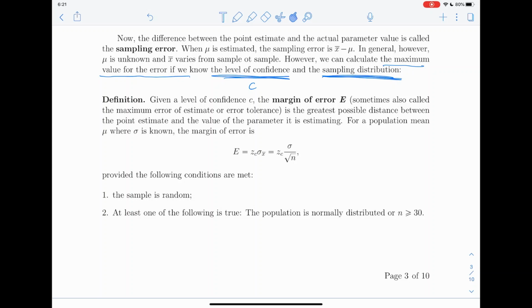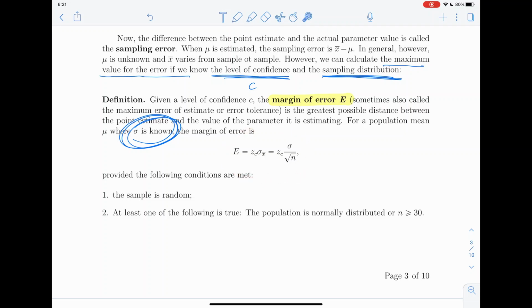By definition, if we're given a particular level of confidence C, we're going to say that the margin of error, also sometimes called the maximum error estimate or the error tolerance, is the greatest possible distance between the point estimate, the one you can compute, and the value of the parameter it's estimating, in our case, mu, the population mean. In particular, if we are looking at a population mean where sigma is known, again, that's the point of section 6.1, then the margin of error can be computed in exactly this way.